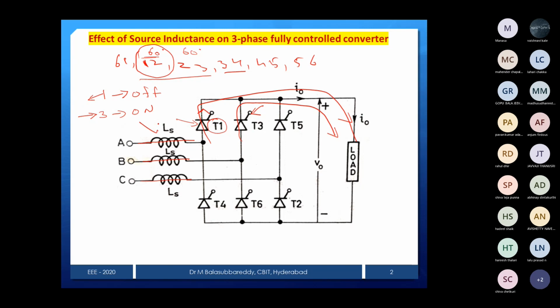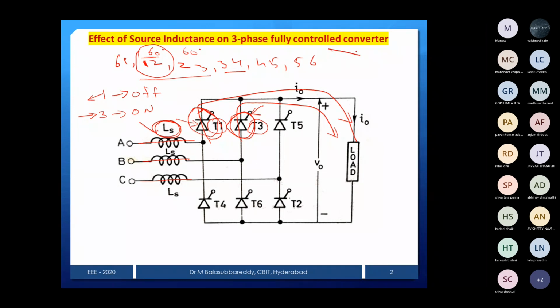But if the source has some impedance, let it be an inductance LS, then the current passing through thyristor 1 will not reach 0 immediately. And thyristor T3 will not carry the total load current directly. Some time is required to turn off thyristor T1, and similarly thyristor T3 will gradually carry the load current.